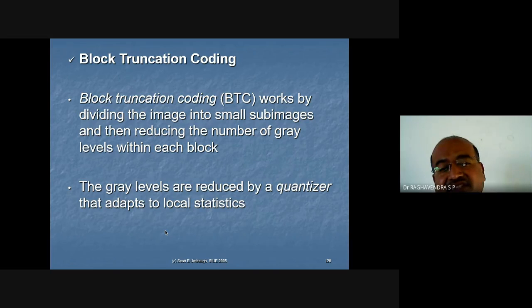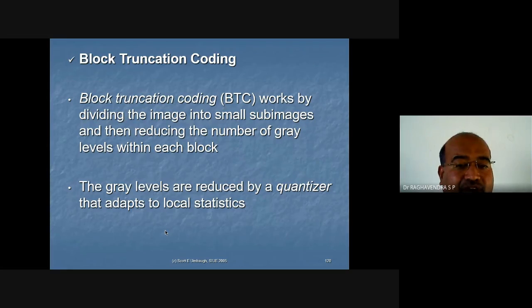This is the definition of block truncation coding. What is block truncation coding? It is a mechanism in image processing techniques. It is used to compress the given image by using the sub-image selection concept.